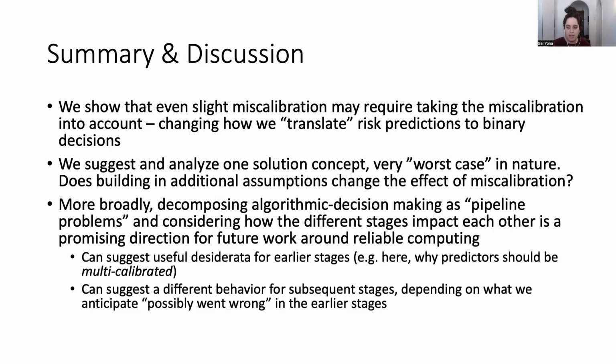And I think more broadly, thinking of algorithmic decision-making not as one component, but as a pipeline problem is interesting because it opens up the question of how the different stages impact each other. For example, maybe it suggests useful desiderata for the earlier stages, like we did here with multi-calibration, but maybe it suggests that we should have a different behavior for the subsequent stages, depending on what we anticipate went wrong in the beginning of the pipeline.